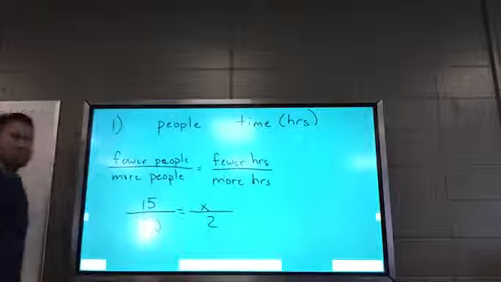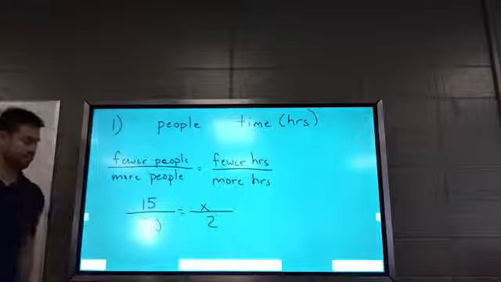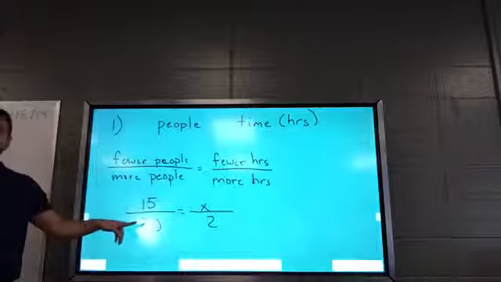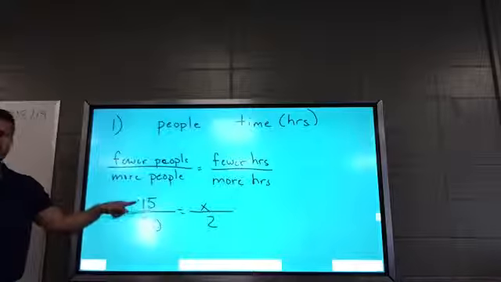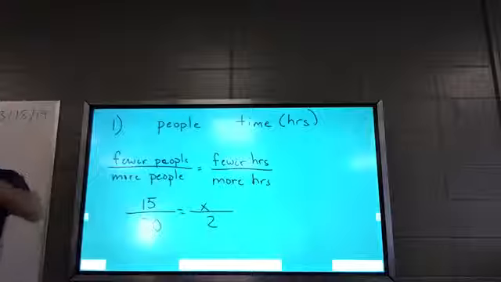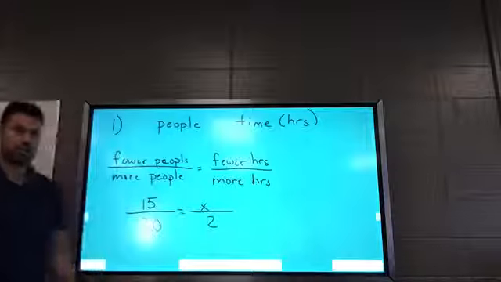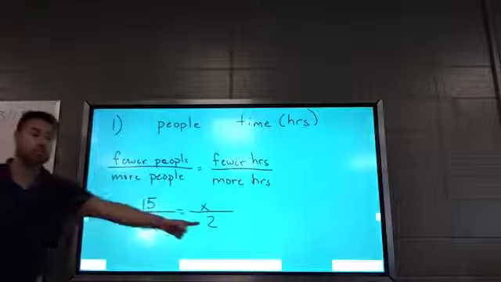Wait, where did you get the 20? Where you see where it says if 5 more people were hired? So we have to add that to the 15. Yeah, 5 more people means there are now 20 people working. Why did you put the 2 on the bottom?